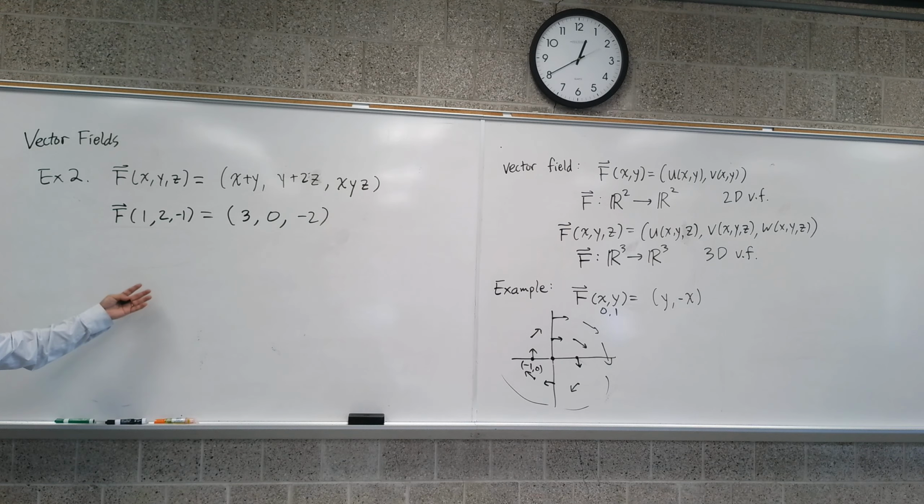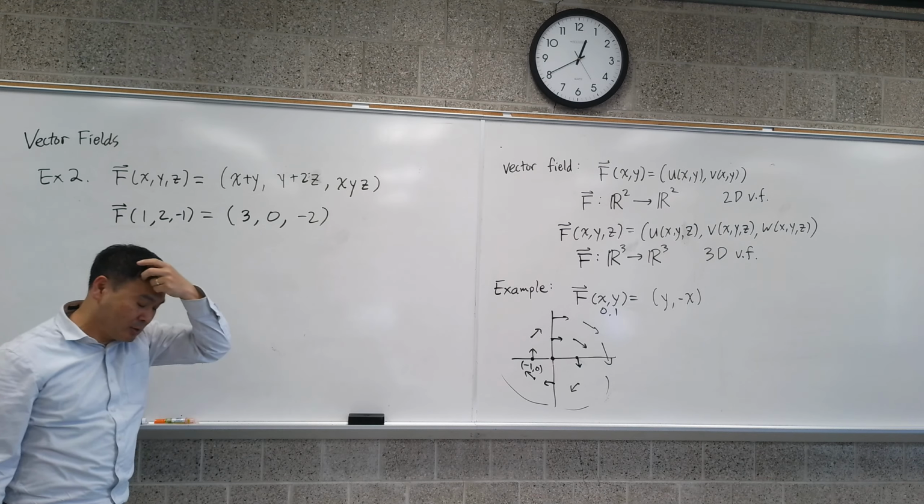Simply, what's a vector field? A vector field is something where you plug in either 2 real numbers or 3 real numbers, and you get back a vector. That's what it is.